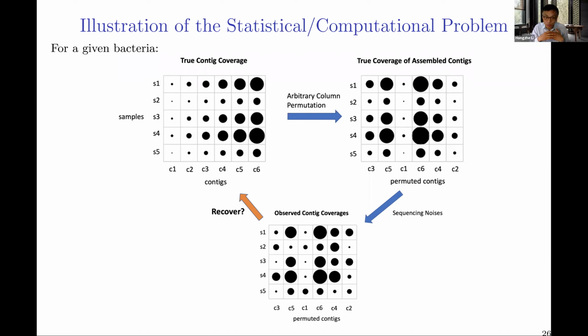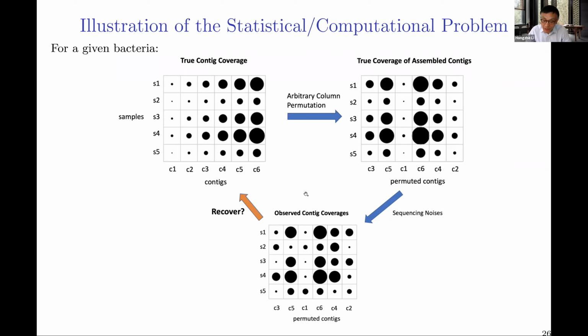So if we know the order of the contigs, then we expect a monotone order for the samples with actively dividing bacteria, right? But we don't know the order. Because of the limitation of the assembled genomes, the order of the columns is not known. So what we have is the true coverage, but with permuted columns. And in addition, we have noise.